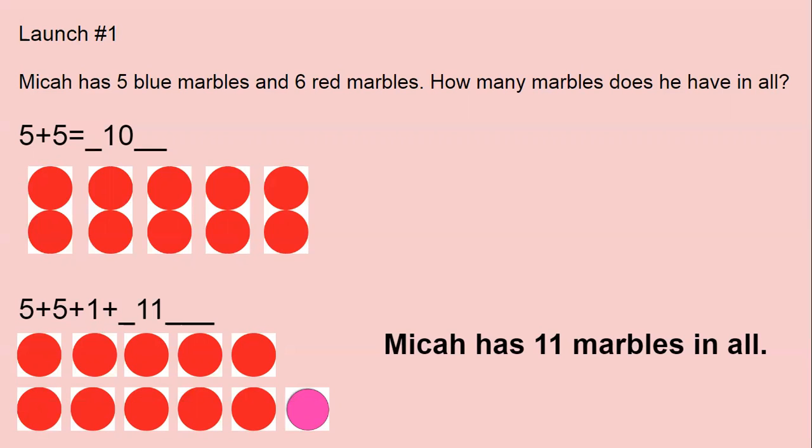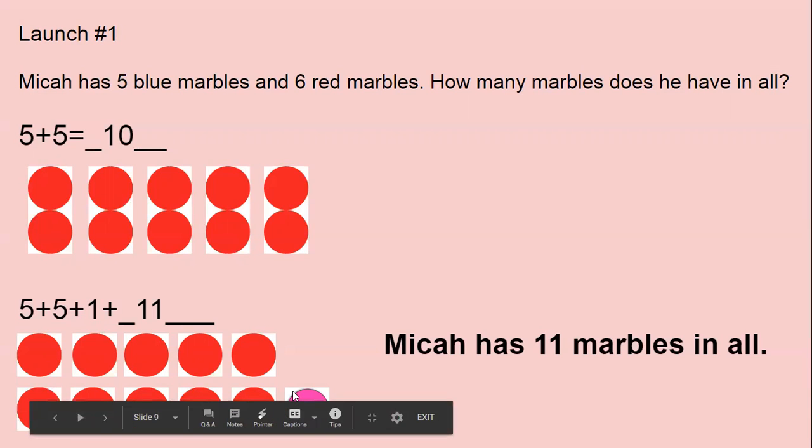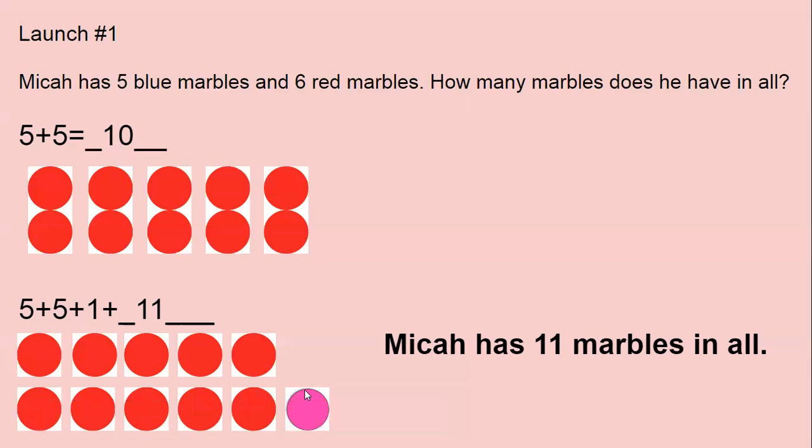And another way to show 5 plus 6 is 5 plus 5 plus 1. So I added one more counter down here. When we add those all together, that's 1, 2, 3, 4, 5, 6, 7, 8, 9, 10, 11. Micah has 11 marbles in all.